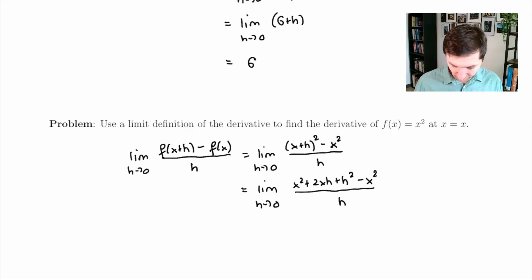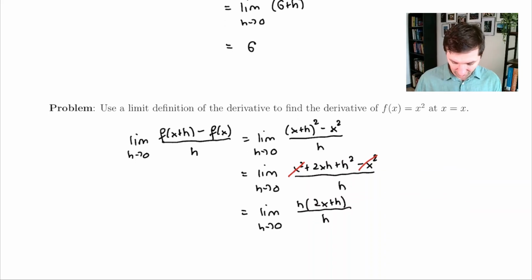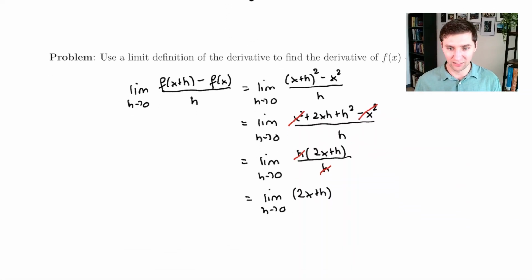I square the first parentheses, and I get x squared plus 2xh plus h squared minus x squared divided by h. The first term and the last term go away. The remaining two terms in the numerator have h in them, so I will factor it out, and I get h times (2x plus h) divided by h. This allows me to divide out h, and I get the limit as h goes to 0 of 2x plus h. All I do now is plug in h equal to 0, and I get 2x.